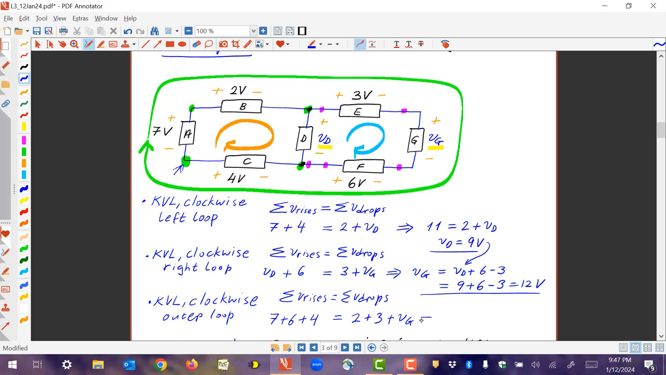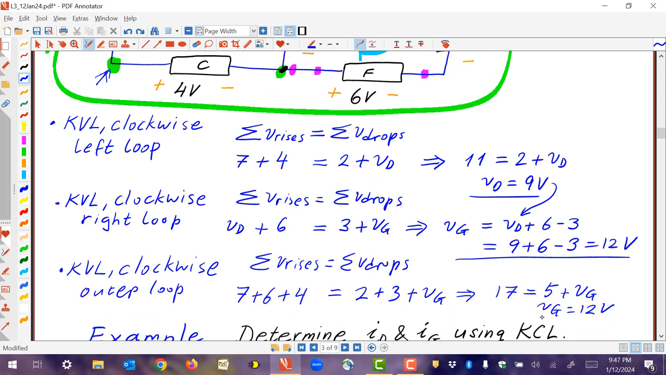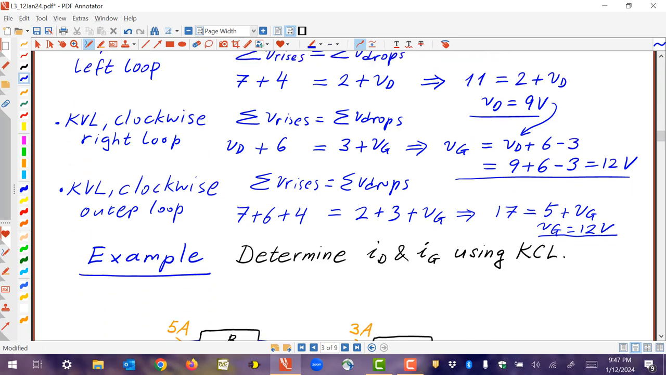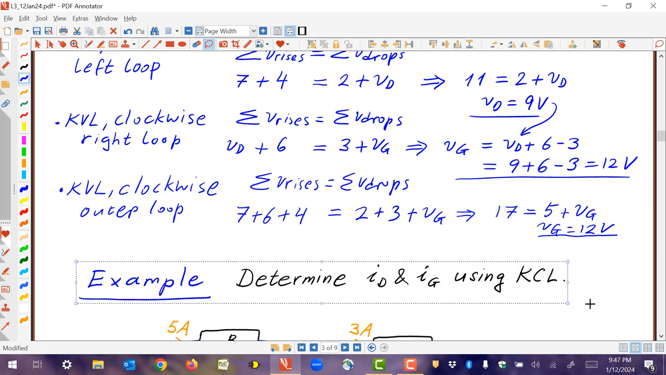So what am I getting there? On the left side, I have 7 plus 6 plus 4, that's 17. And that equals 5 on the right, you have 2 plus 3, it's 5, plus VG. And so VG, again, is 12 volts. So as you can see, it doesn't matter which loop you take. As long as you take a closed loop, it should give you the same result. If it doesn't, then something is wrong. But lucky for me, it worked out. Let me slightly move this text so it doesn't get all jumbled up. Okay, so now we're going to do another example.